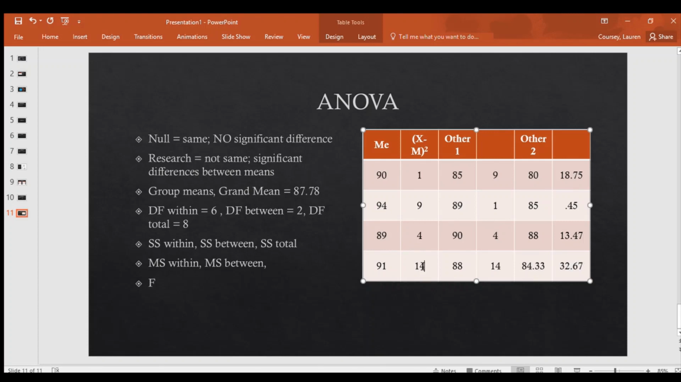So these right here, my summed squared deviations, are what is important. We talked about my sum of squares within, and so I'd want to add all of these three values together. So 14 plus 14 plus 32.67. So it would have a sum of squares within value of 60.67.